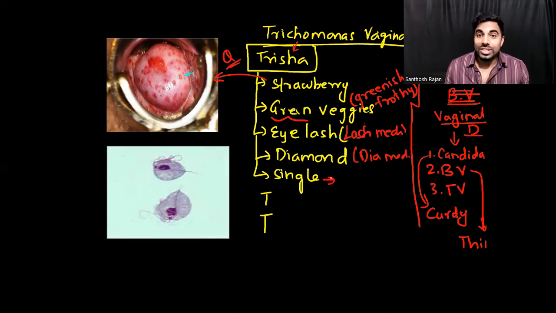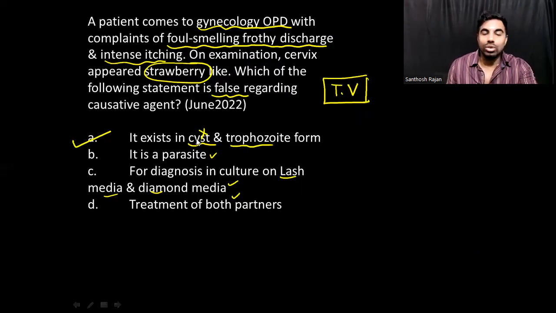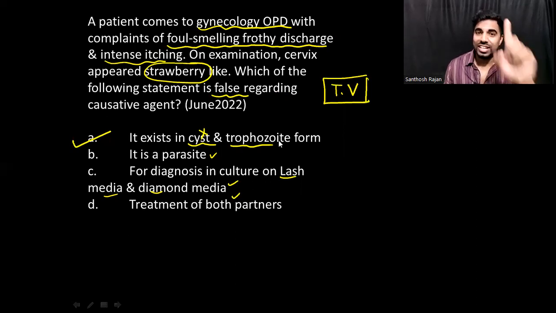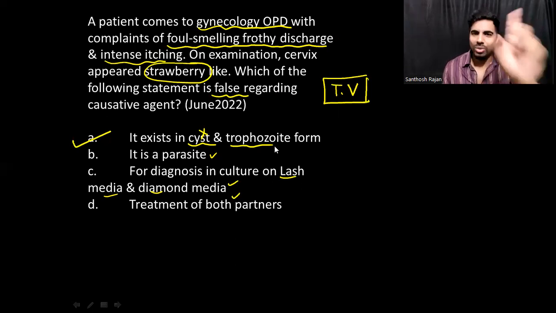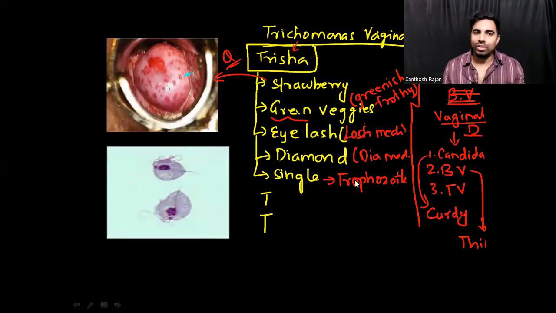Single, two reasons there. Because in TV you have only trophozoite, no cyst. That's the answer. You remember this question? See, here we exclude cyst because cyst is not there. Trisha is always single. T for T. T is only Trisha. So T for trophozoite.